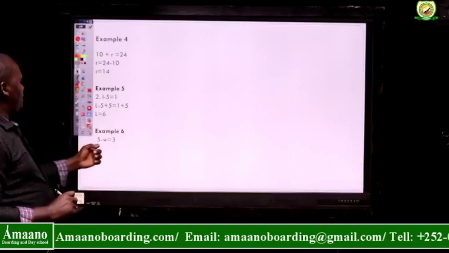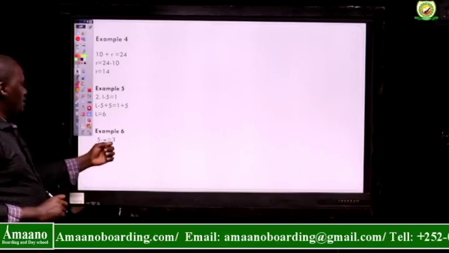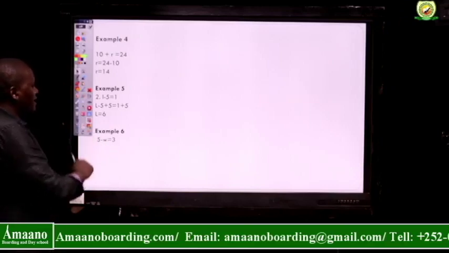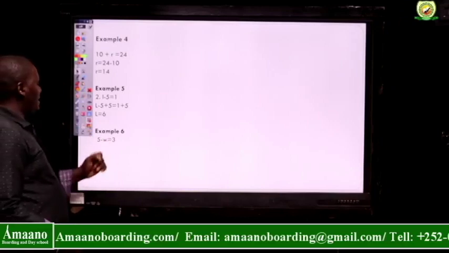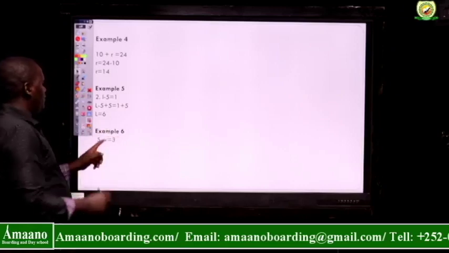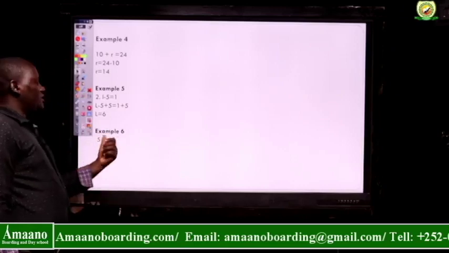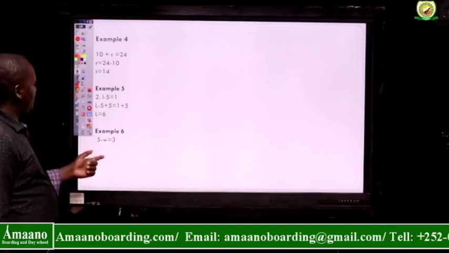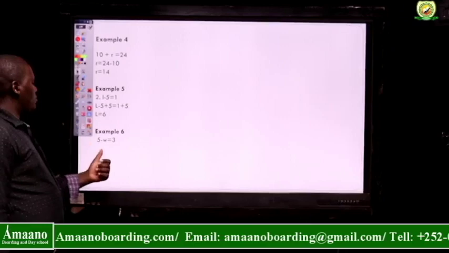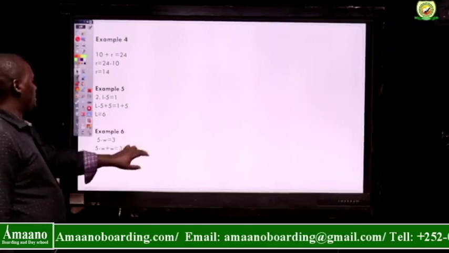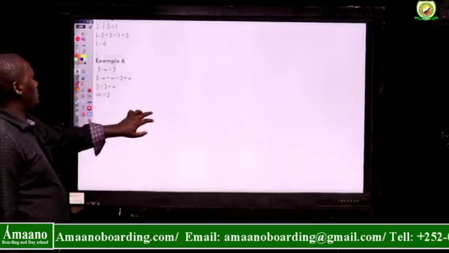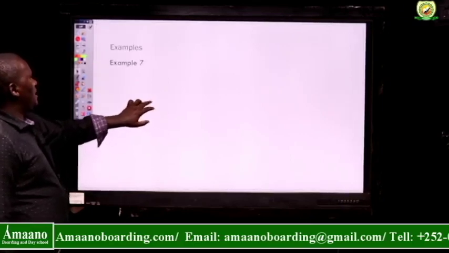Example 6: 5 minus w equals 3. This means that I want to find only the value for w. This 5 will cross to the other side, and it will change to be a negative. So I'll have negative w equals negative 2. W equals 2. That's what I found here, as shown here. W equals 2. Example 7.